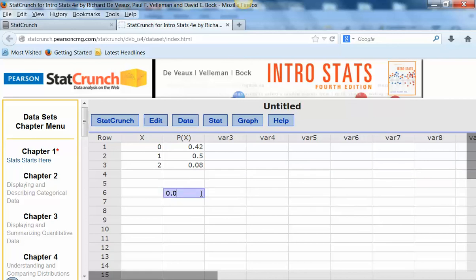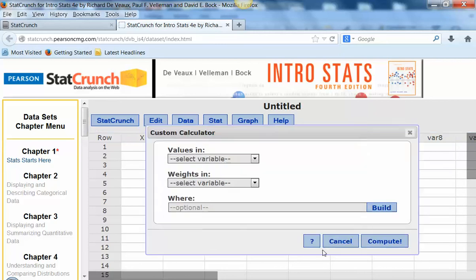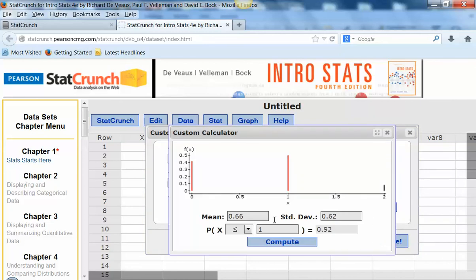I only have 3 outcomes, and then again go into Stat, Calculator, Custom, tell it where the x's are, tell it where the probability of those are, and compute. And so it'll go ahead and compute the mean for me, 0.66, so I expect to win about 0.66 games, and my standard deviation is 0.62. So that should help you in terms of how to use those little density tools to work out the problems in Chapter 14.